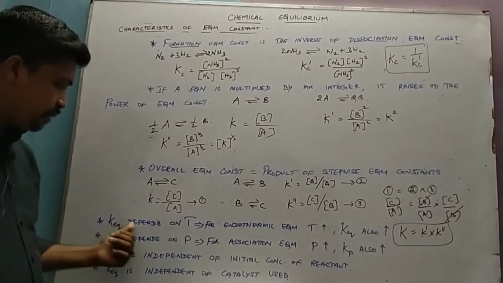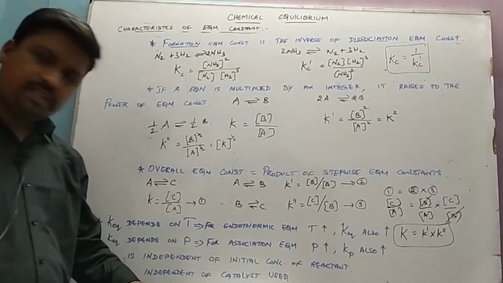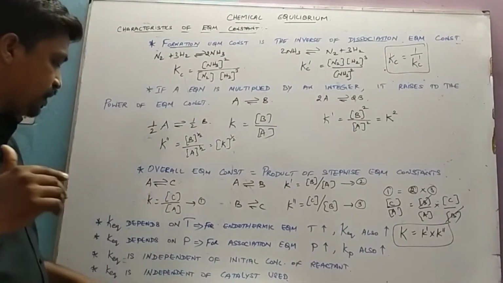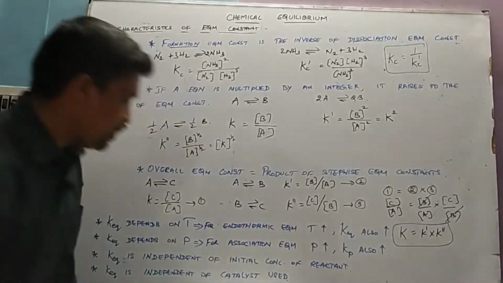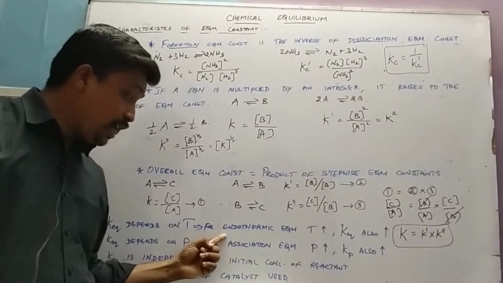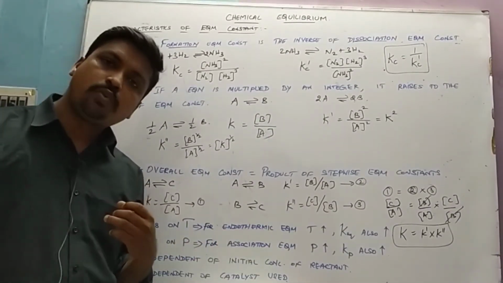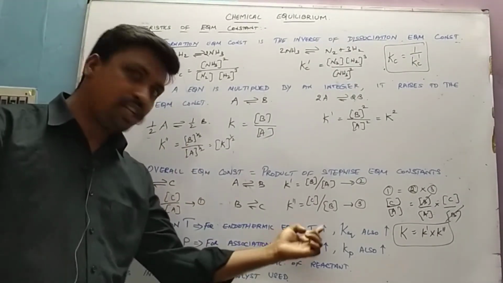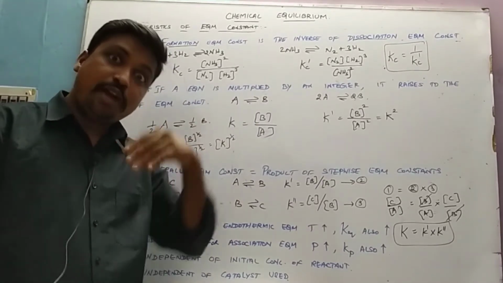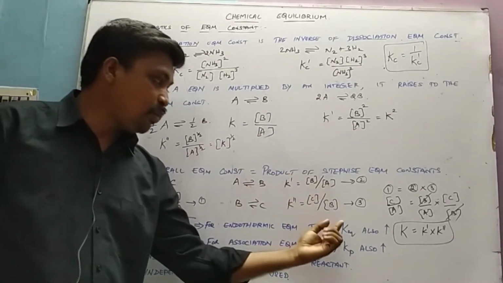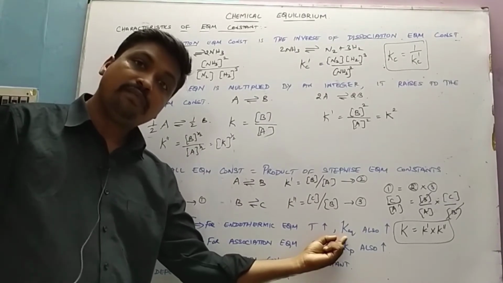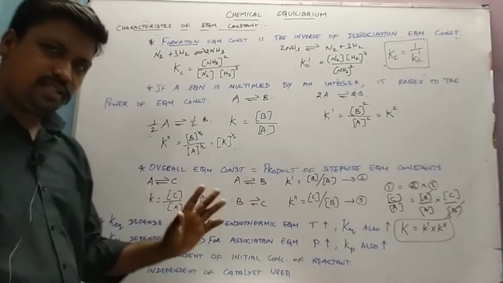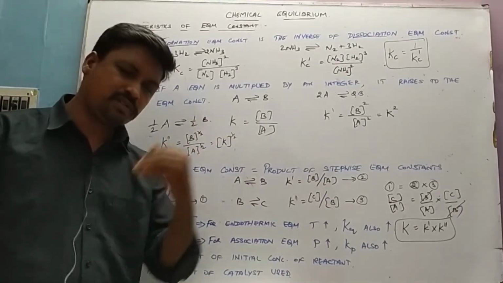Then coming to the next property: the equilibrium constant depends upon temperature. What happens when temperature changes? For endothermic reactions, heat is absorbed in those reactions. When you increase the temperature, heat will be absorbed more and the reaction will happen more readily, and more products will be obtained. That is, the equilibrium concentration of products will also be more. It is just opposite to that of exothermic.